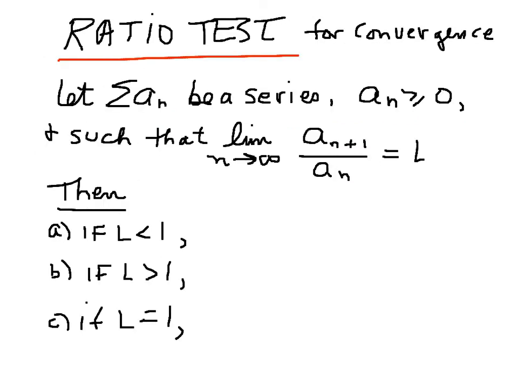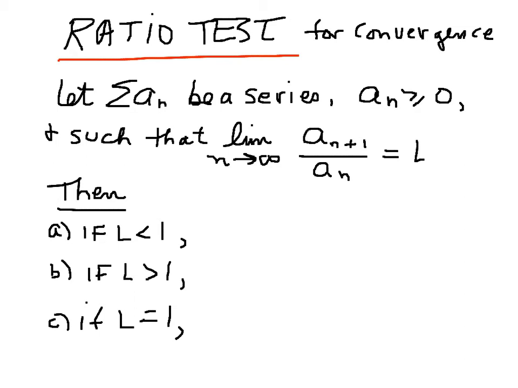We come now to the ratio test for possible convergence or divergence of a series. We begin with any infinite series in which the terms are all greater than or equal to 0, and we look at this limit. If that limit converges to a number L, then we have three possibilities.